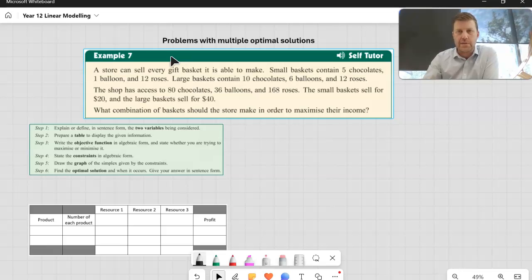I will also save a little bit of time using technology to graph the feasible region or the simplex for this problem. But let's go ahead and look straight at the information we have and then look at solving the problem using those 6 steps again from the Hazy textbook.